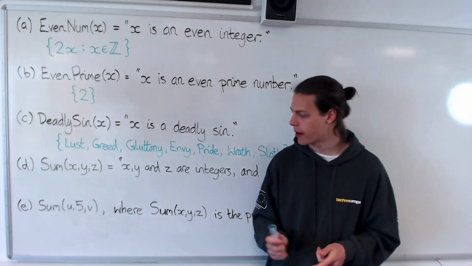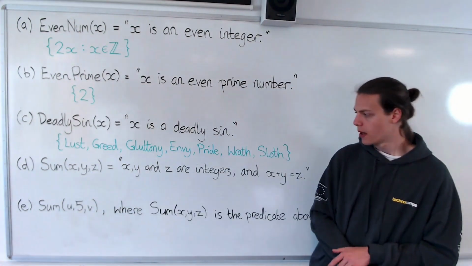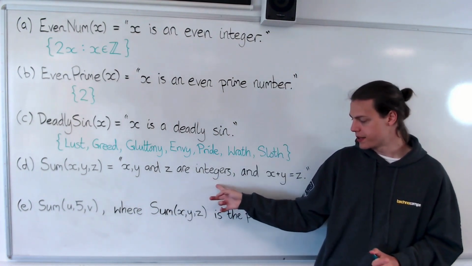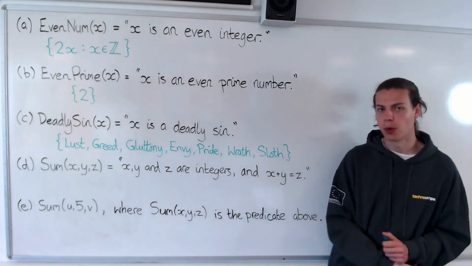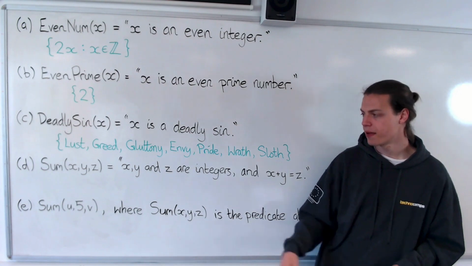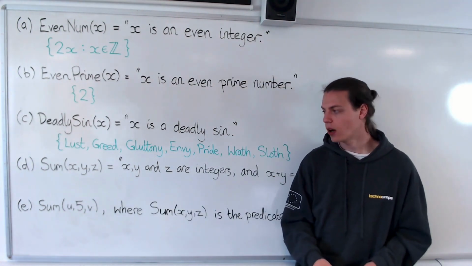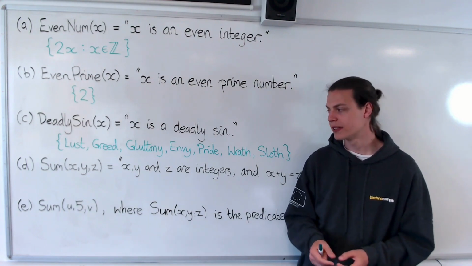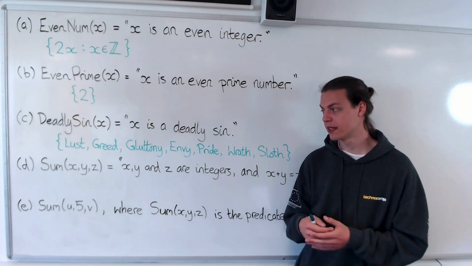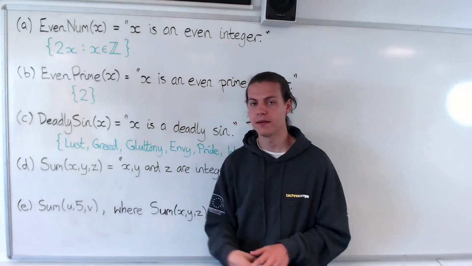Next, we have a predicate sum of x, y, z, which stands for x, y, and z are integers, and x plus y equals z. So this predicate has 3 free variables, and so the truth set of this predicate will consist of elements which themselves consist of 3 values representing the 3 free variables.